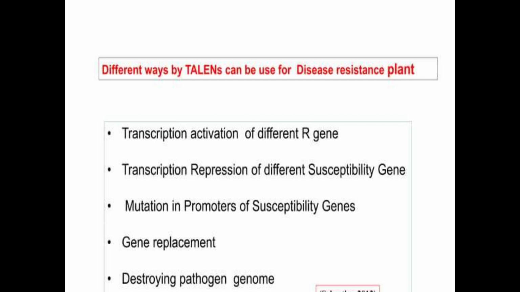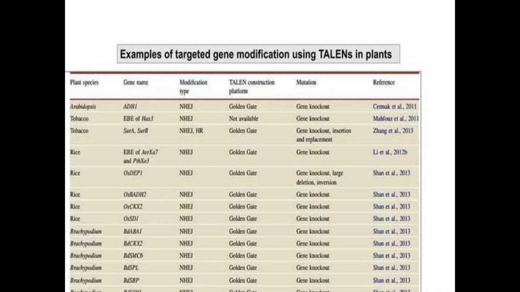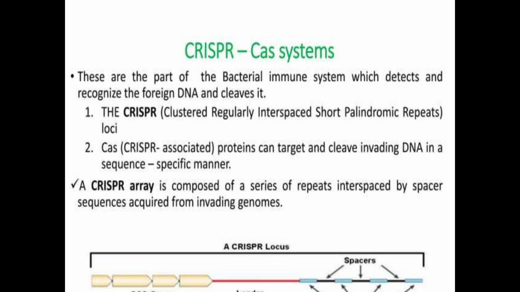So there are different ways by which TALEN can be used to create a disease resistant plant. The transcription activation of the different R genes and transcription repression of different susceptibility genes, mutation in the promoters of susceptibility genes, gene replacement, destroying the pathogen genome. Here is an example of targeted gene modification by TALEN in the plant.